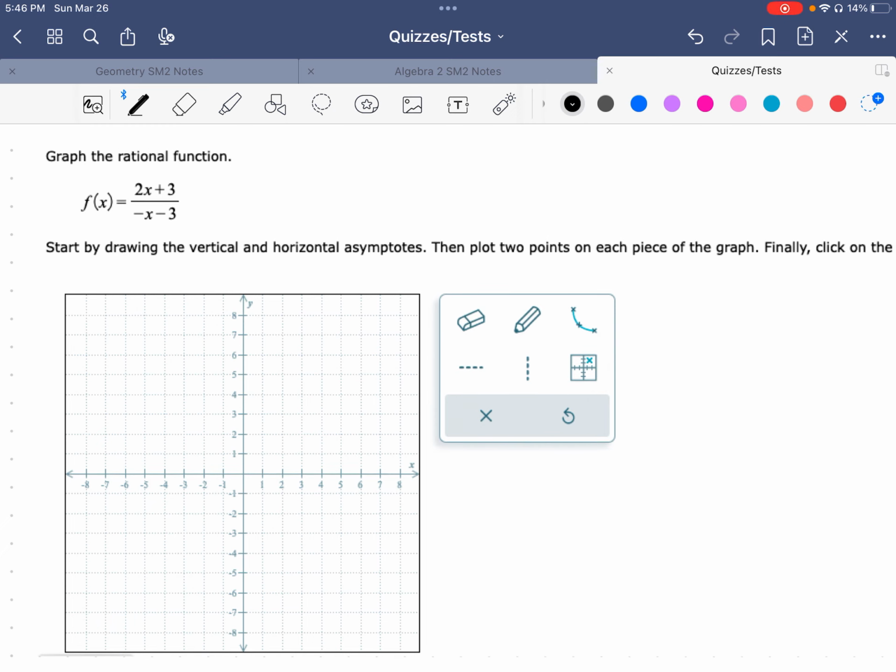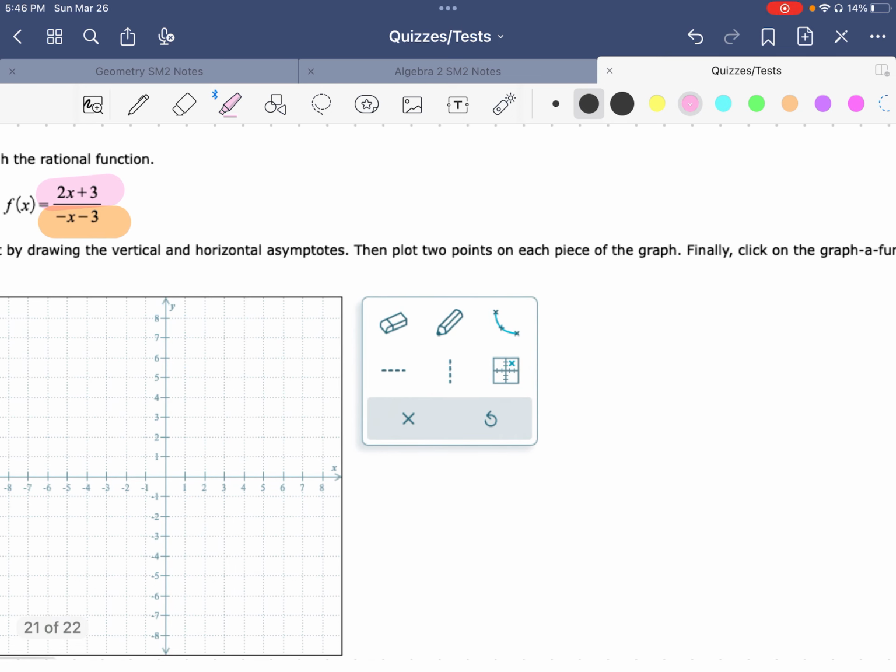Now, you could just use your calculator to help you graph this, but in the last lesson, we learned that this is your P and this is your Q. And the reason that we want to identify P and Q is because they're going to help us find our asymptotes. So I'm going to go ahead and I'm going to say, right, there we go. Perfect.